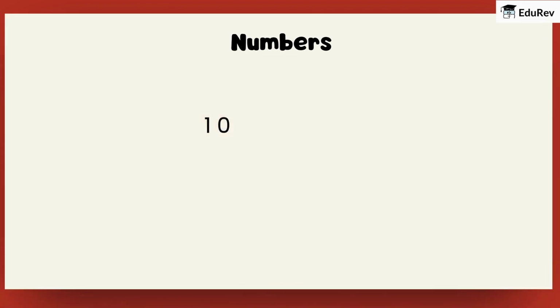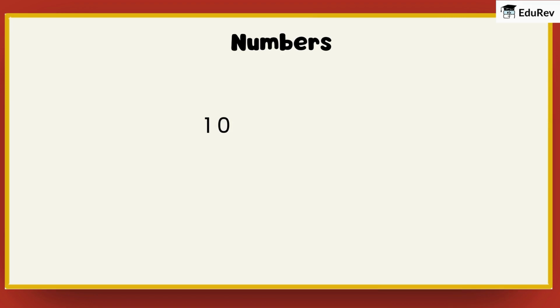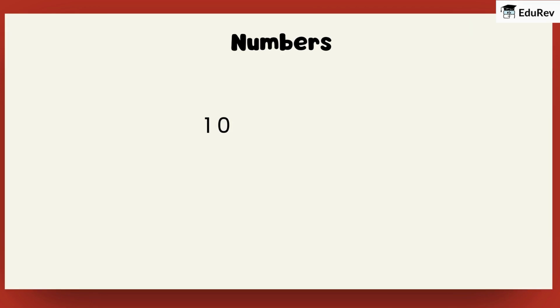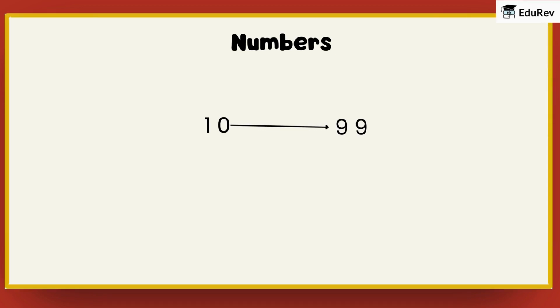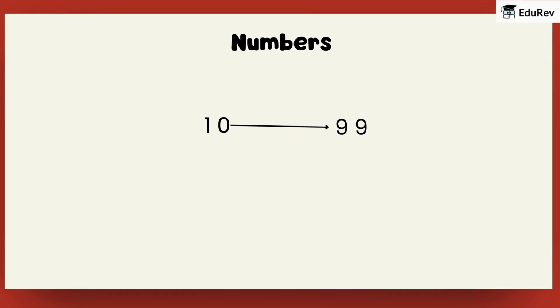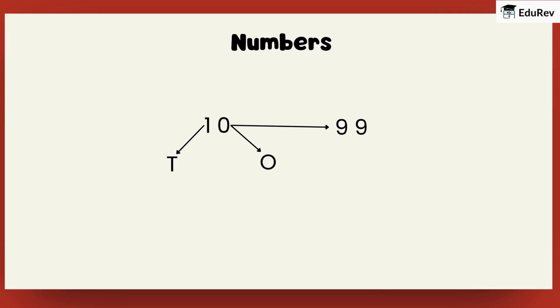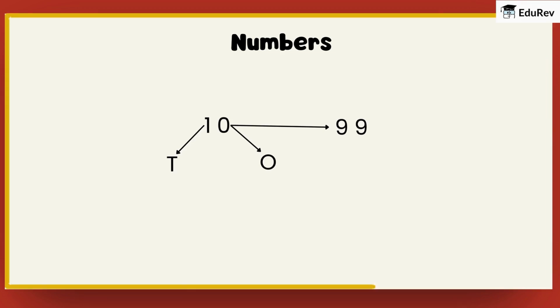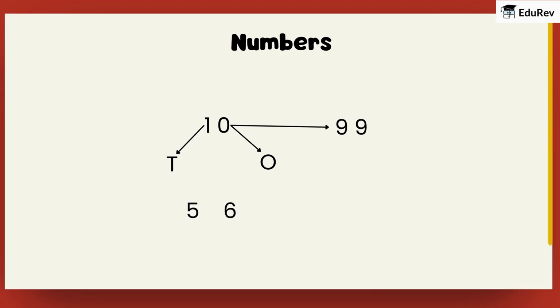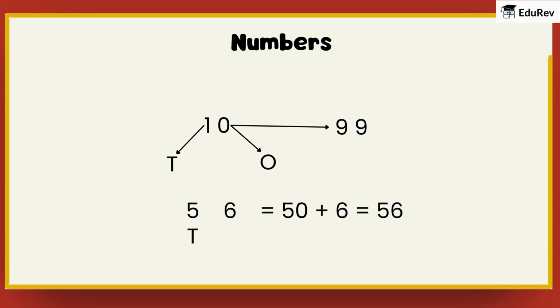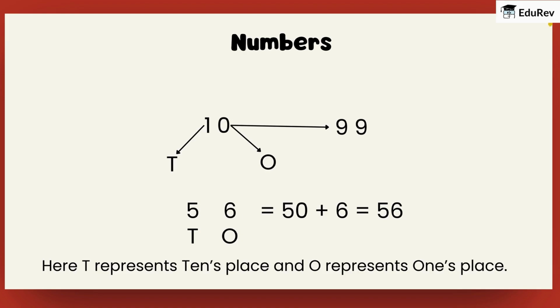Now, let's talk about two digit numbers. These numbers start from 10 and go up to 99. In a two-digit number, the number on the left side shows the tens place and the number on the right side shows the ones place. For example, in the number 56, the 5 represents 5 tens, which is 50, and the 6 represents 6 ones, so 56 is 50 plus 6.